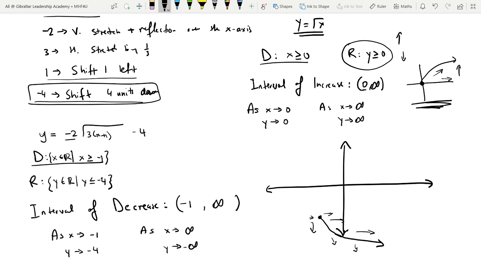If I look at interval of decrease, well, it starts at -1 and all the way till when x is infinity, the graph is decreasing. Therefore, there's only an interval of decrease. And then end behavior, there are two ends. One is as x approaches infinity, and the other one is as x approaches -1. And we can see what the y values are approaching for each one.